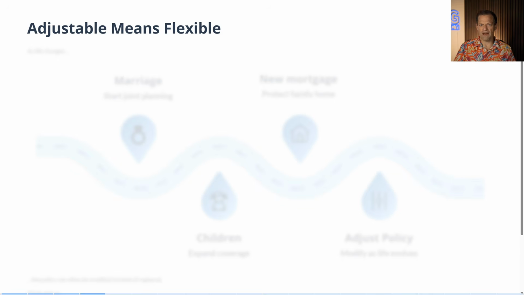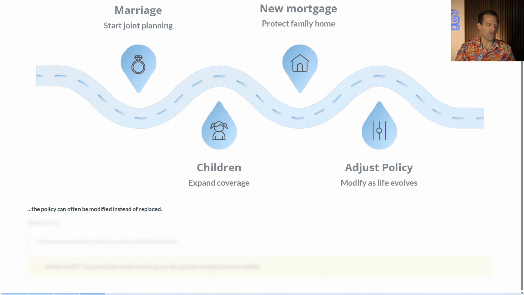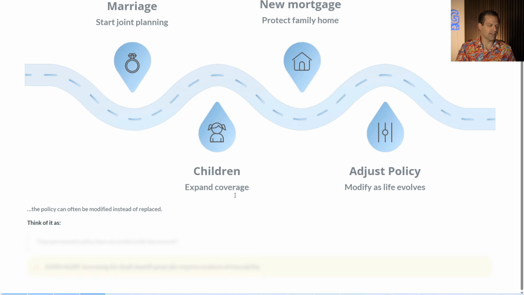So in other words, think about it as adjustable means flexible. As life changes, maybe there's a marriage, children, mortgage, or you just have to adjust the policy because life evolves, the policy can be modified instead of replaced.